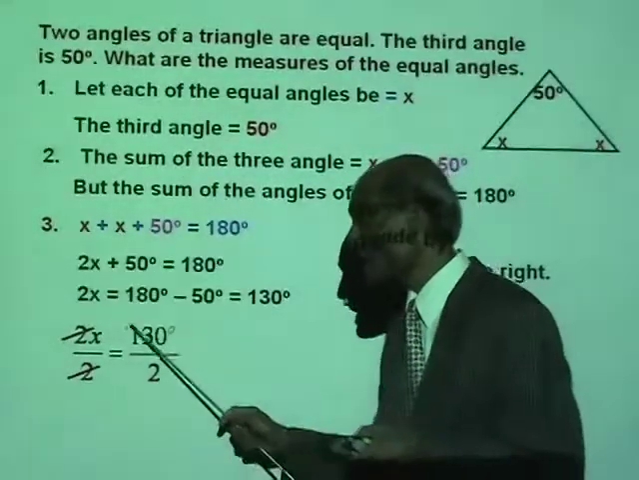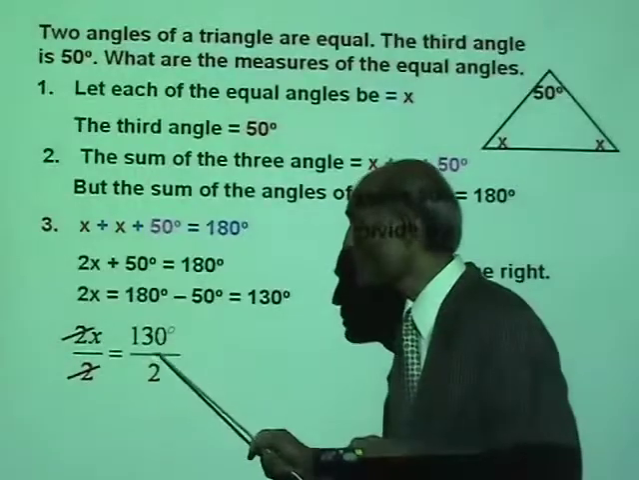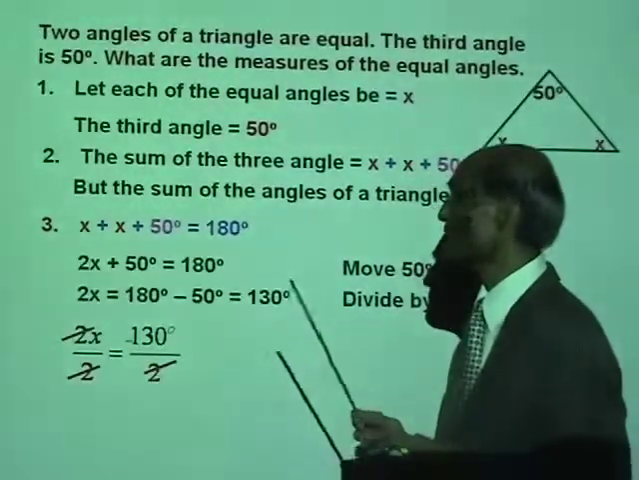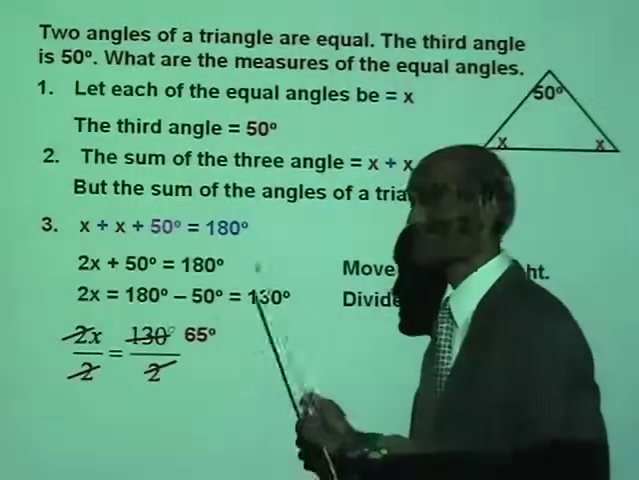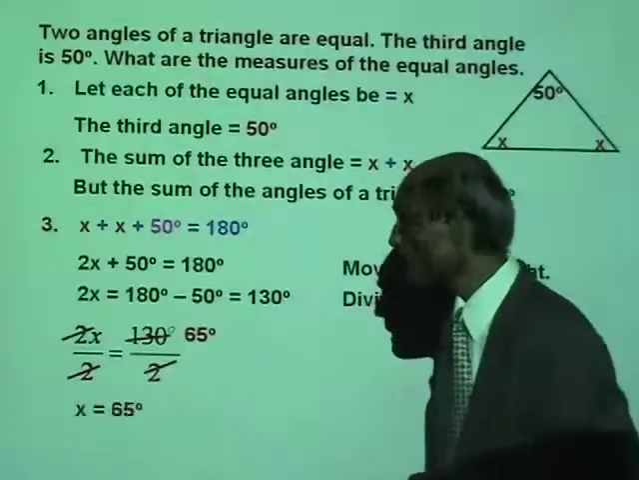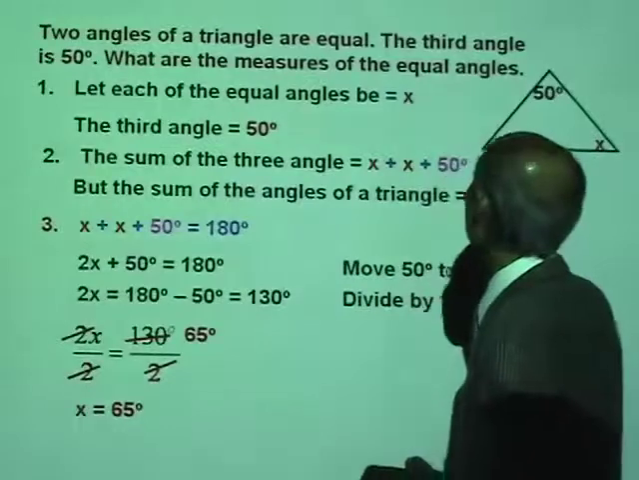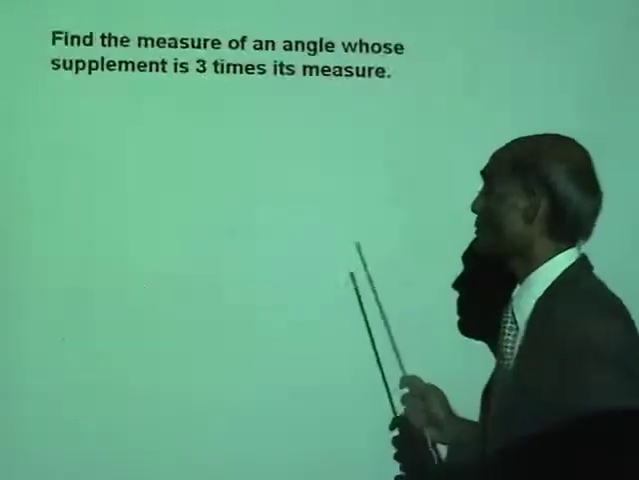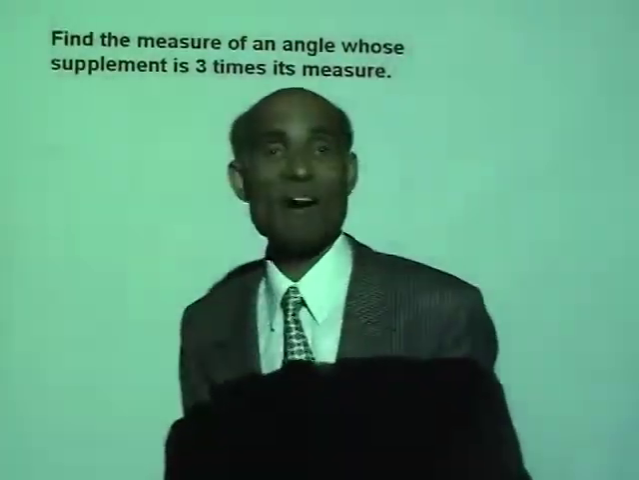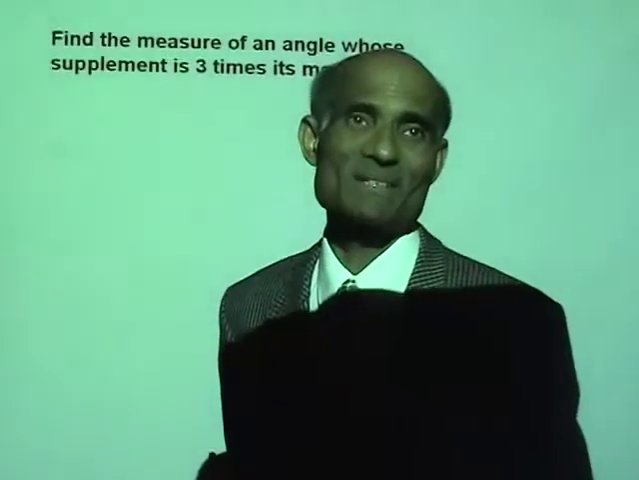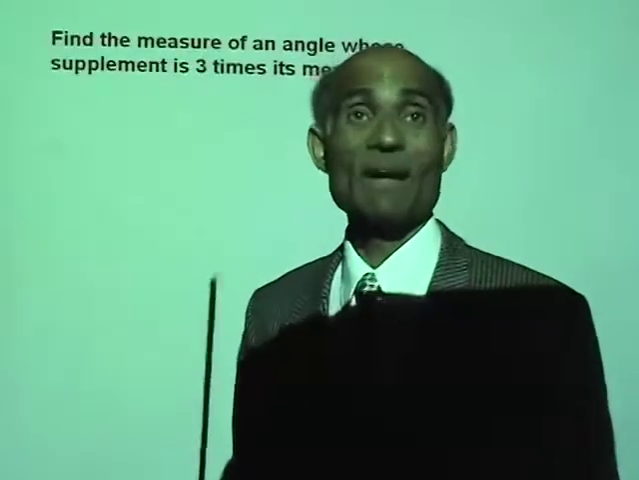What is the right side? What is 130 degrees divided by 2? That is 65 degrees. So x equal to 65 degrees. Each of these equal angles is 65 degrees. That's what it means. Okay? Another one.